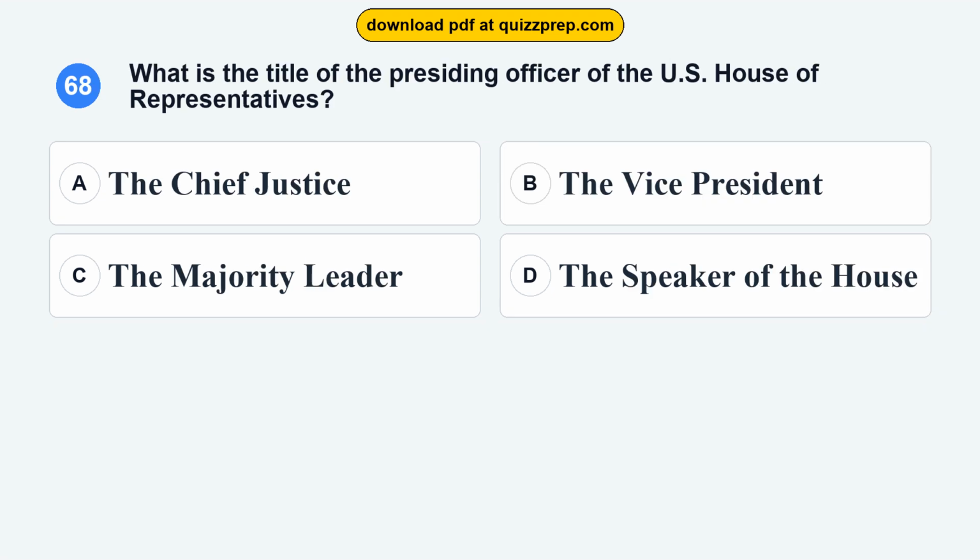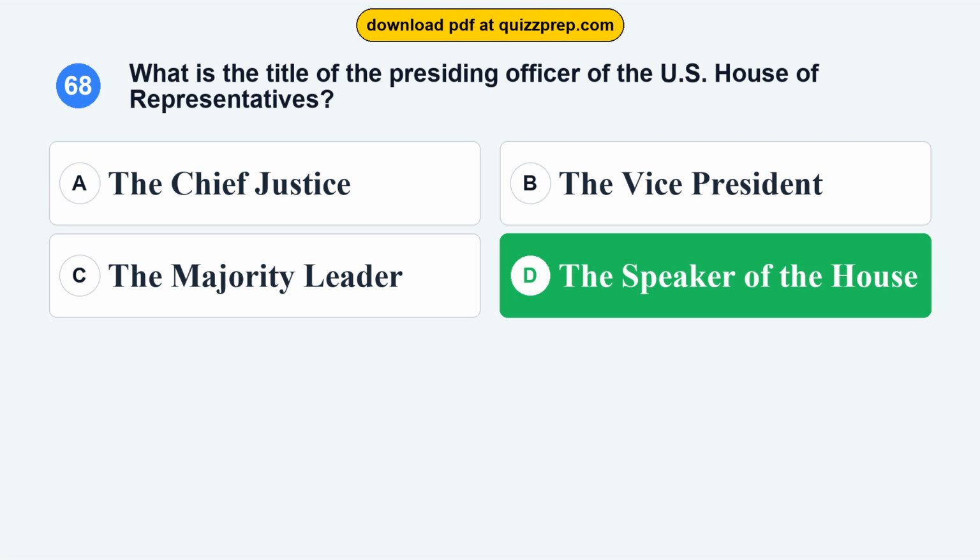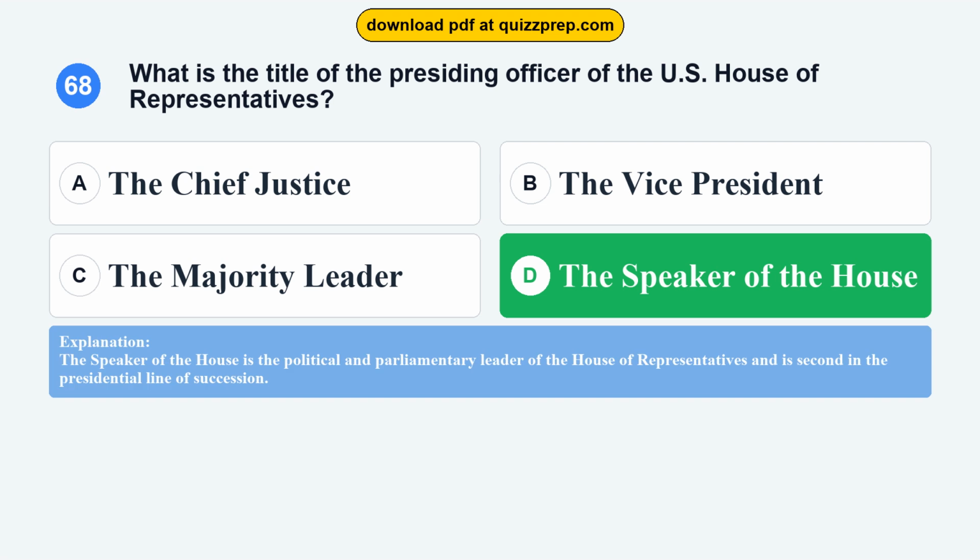Question 68. What is the title of the presiding officer of the U.S. House of Representatives? Option A, the Chief Justice. Option B, the Vice President. Option C, the Majority Leader. Option D, the Speaker of the House. The correct answer is option D, the Speaker of the House. The Speaker of the House is the political and parliamentary leader of the House of Representatives and is second in the presidential line of succession.